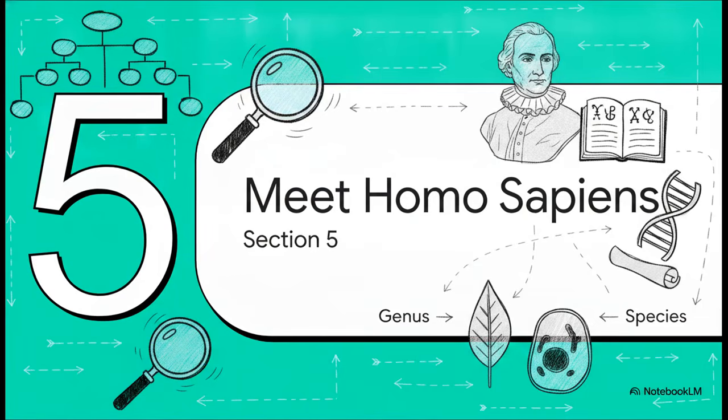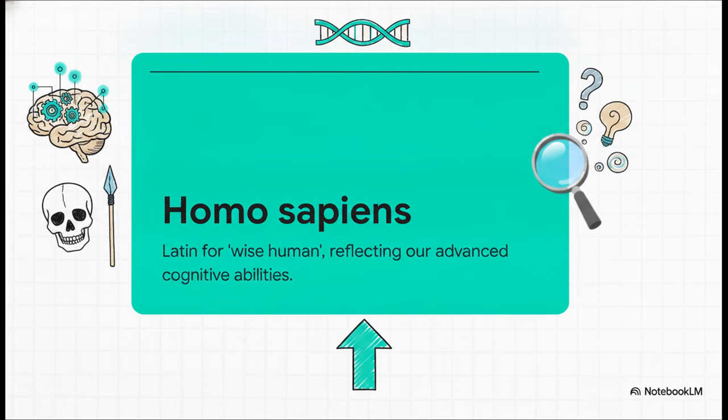Next up, Section 5. Meet Homo Sapiens. So here we are at the absolute bottom of the funnel. We find our exact genus and species, which is assigned using a two-part naming system called binomial nomenclature. This was introduced centuries ago by a scientist named Carolus Linnaeus, and it basically means every single organism gets a unique two-part scientific name. For us, the genus is Homo, which translates from Latin to man or human.